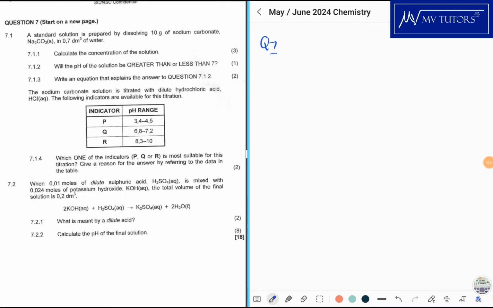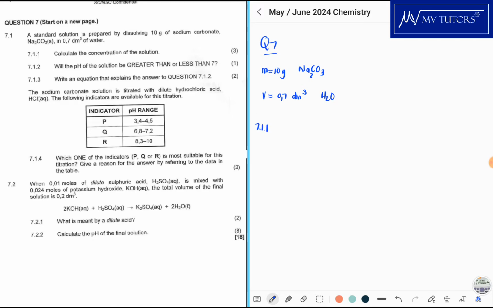Question 7. We're moving quite quickly. So a standard solution is prepared by dissolving 10 grams of sodium carbonate. I'm just going to say mass is 10 grams of sodium carbonate. So thinking that has to be like that. Yes. Okay, in that volume of water. Okay, so our volume is 0.7 cubic decimeters of water.